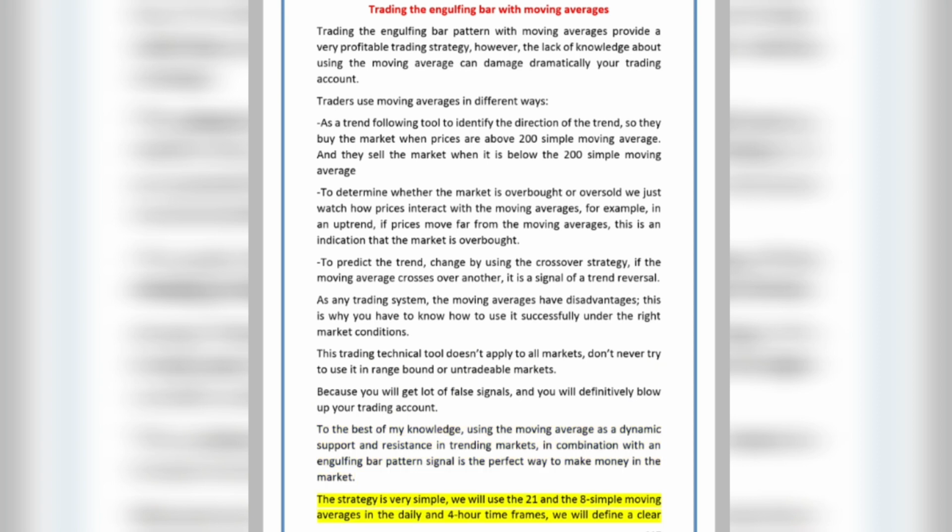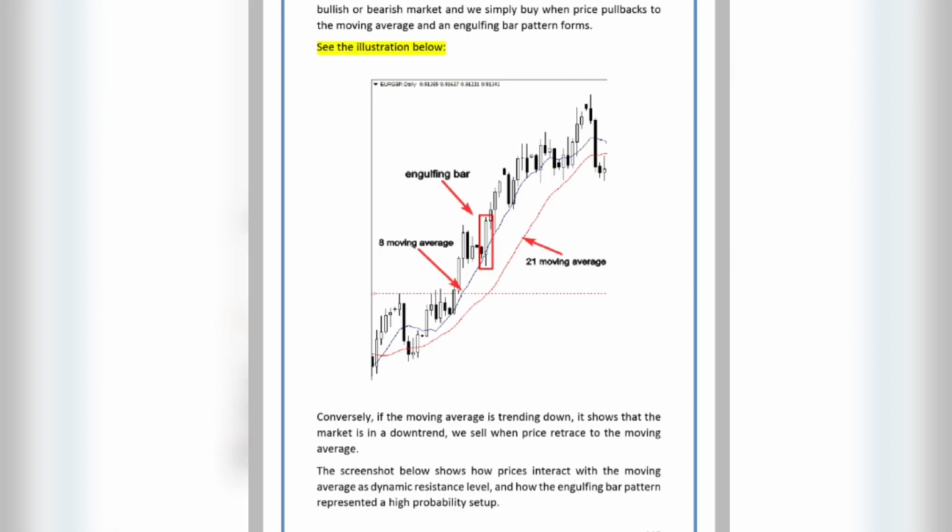We will use the 21 and the 8 simple moving averages in the daily and 4-hour time frames. We will define a clear bullish or bearish market, and we simply buy when price pulls back to the moving average and an engulfing bar pattern forms. See the illustration below. Conversely, if the moving average is trending down, it shows that the market is in a downtrend. We sell when price retraces to the moving average.